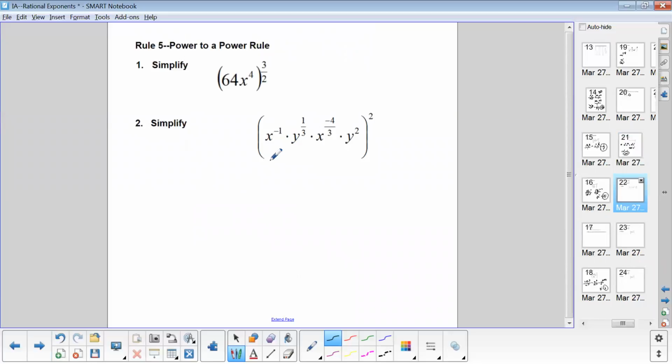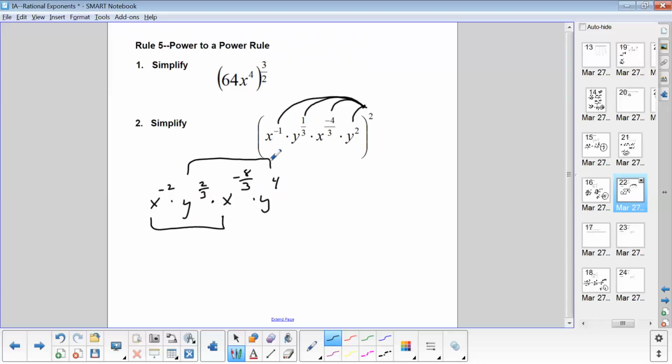All right, part 2, everything's raised to the 2nd power, so it's going to be x to the -2. So -1 times 2, then it'll be 1/3 times 2, -4/3 times 2, and 2 times 2. So that should be y to the 2/3 times x to the -8/3 times y to the 4th. So start putting together your like terms, and that's what you'll add together in this case.